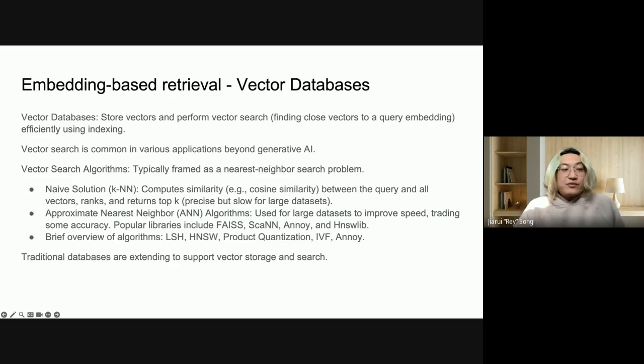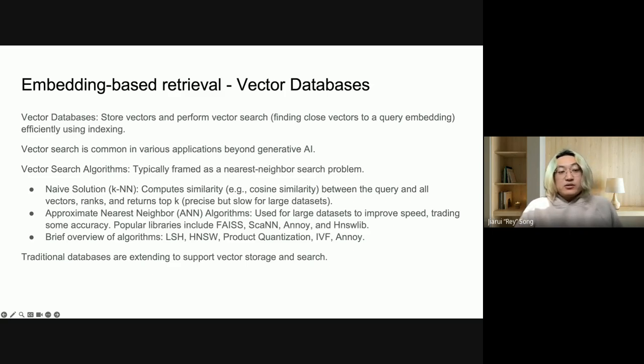There are many different kinds of vector search algorithms, but they are typically framed as a nearest neighbor search problem. We have our naive solution, that is k-NN. We compute the similarity between the query and all vectors, rank them, and then return the top K. This method is very precise, but pretty slow for large data sets.